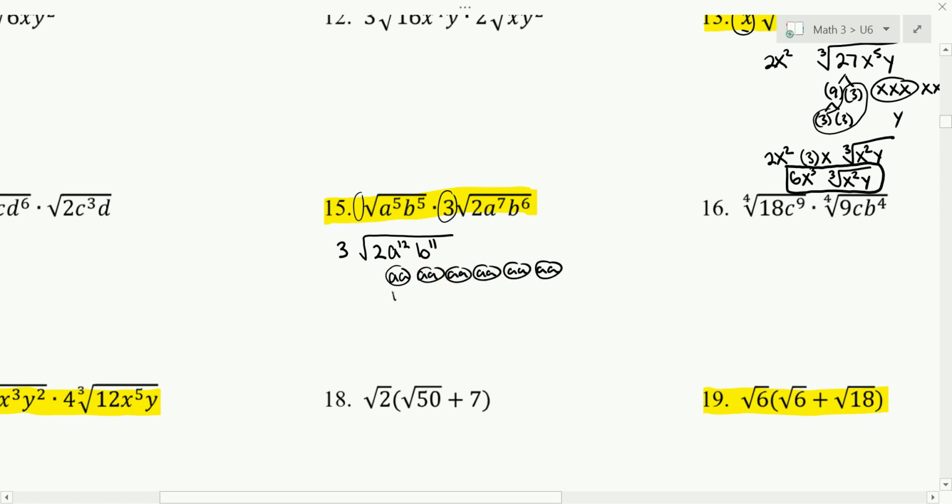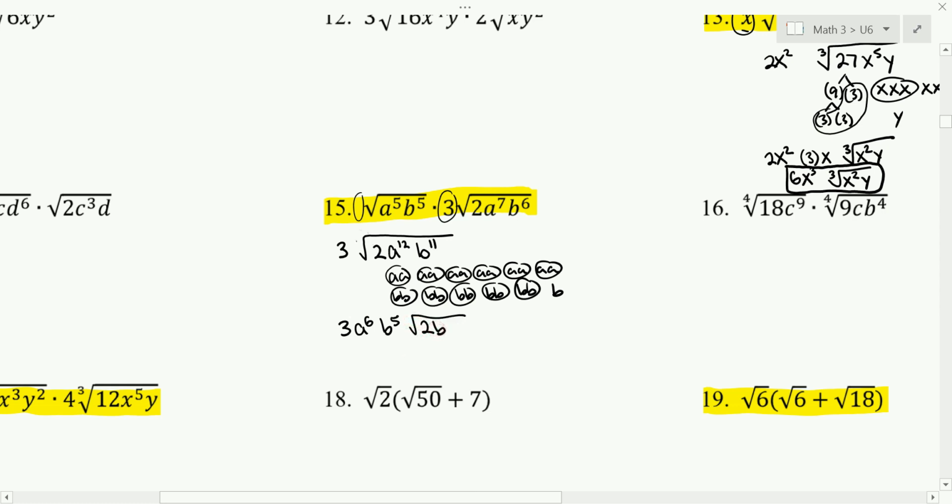And 11 b's. So we get 5 sets of 2 and 1 remaining. So we're able to take the square root of a to the 12th and b to the 10th, and we end up with 3 a to the 6th, b to the 5th, square root of 2b.